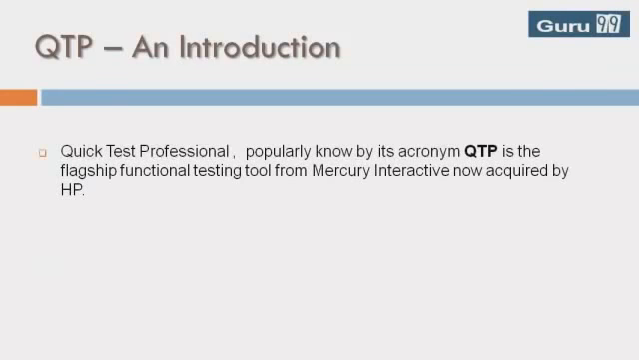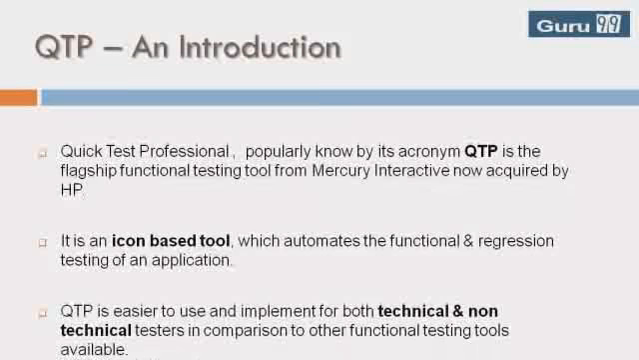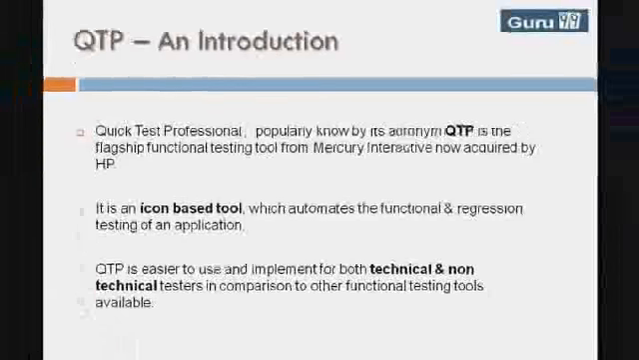Quick Test Professional, properly known by its acronym QTP, is a flagship functional testing tool from Mercury Interactive, now acquired by HP. It's an icon-based tool which automates the functional and regression testing of an application. QTP is easier to use and implement for both technical and non-technical testers in comparison to other functional testing tools available.